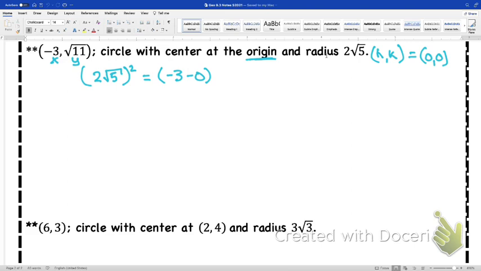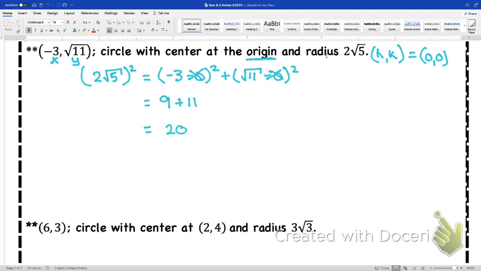Okay, so negative 3 minus 0 squared plus square root of 11 minus 0 squared. So can I just x out the zeros? Okay, so negative 3 squared is negative 9? Nope, negative 3 times negative 3 would be positive, wouldn't it? Oh, yeah. Okay, 9 plus 11, because when you square the square root, you get what's inside, right? And so the left is 20.